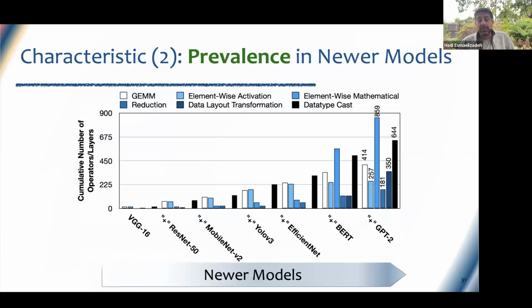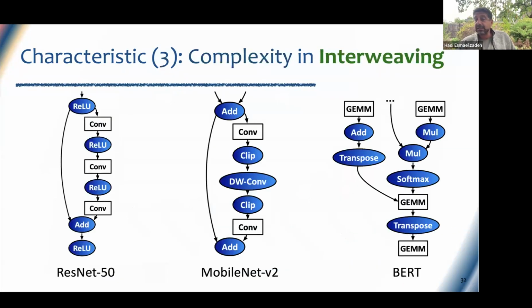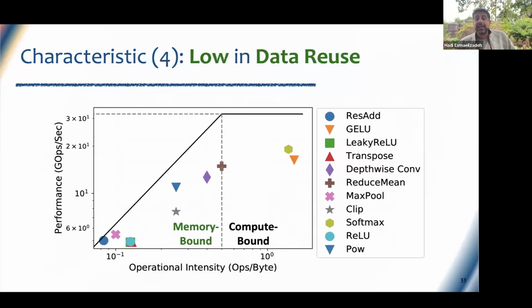And this is another depiction of the fact that the neural networks are changing, and especially in the language models, you see many more different layers that are emerging and becoming more prevalent. This shows how these non-GEM operations, the blue is non-GEM, are intertwined with the matrix units. And this is a very complex pattern that we have to support. And these non-GEM units are actually low on data reuse. They're more memory bound than compute bound.